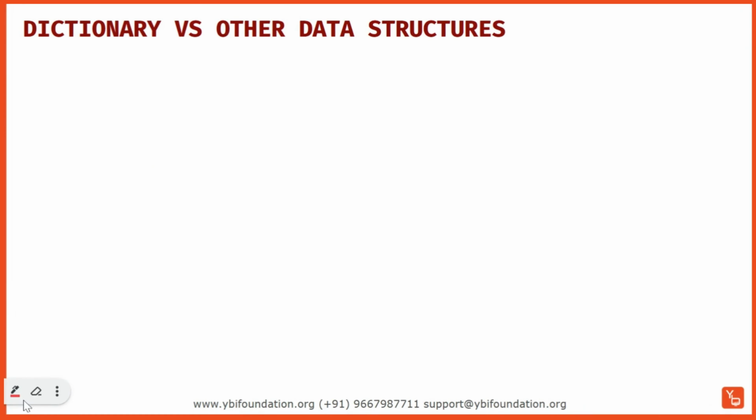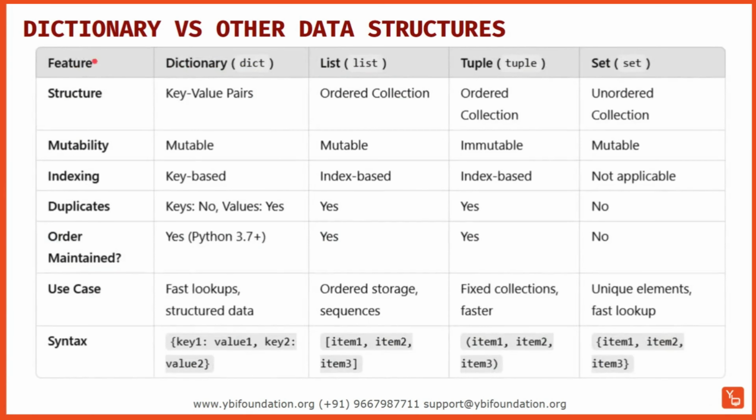Let's now compare in very brief dictionary versus other data structures. So these are the features we are going to talk about. This is about dictionary, a list, a tuple, and set. Now let's compare one by one. So first is the structure. So the structure of dictionary is key value. So it has a key and value. List is ordered collection. Tuple is also ordered collection, and set, as we already know, is unordered collection. So that is the difference between the structure of these four basic inbuilt data structures of Python.